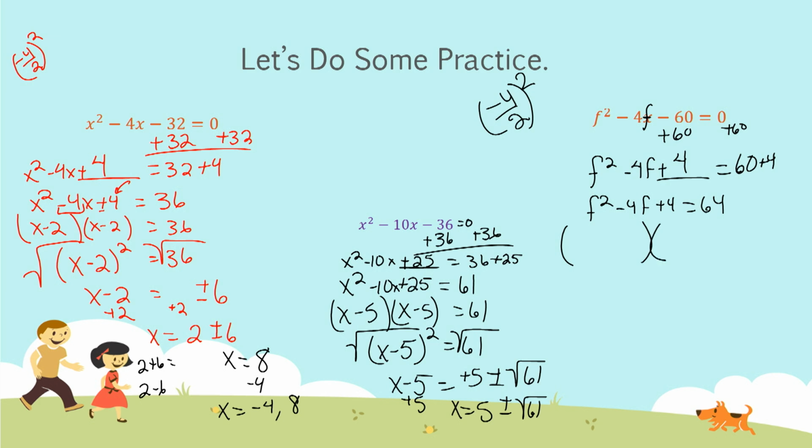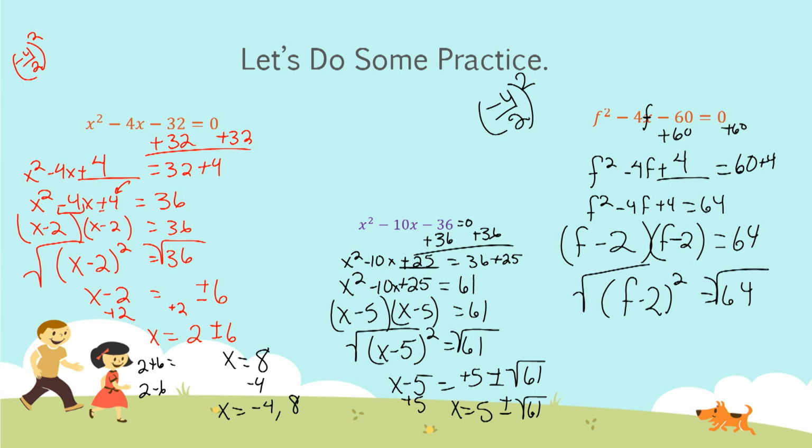So I'm going to build two binomials, f and f. Factors of 4 that will add to give me a -4 is going to be that -2. I see that I'm multiplying the same thing to itself, so I'm going to write it as a square. I'm going to take the square root to get that square gone, and I have f minus 2 equals plus or minus 8. You're right.